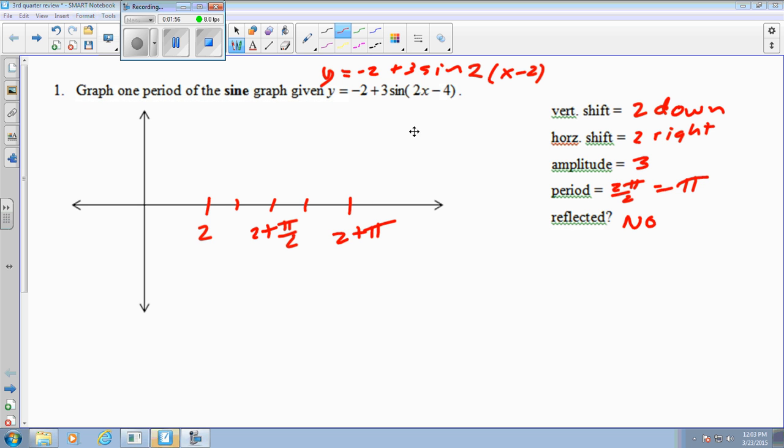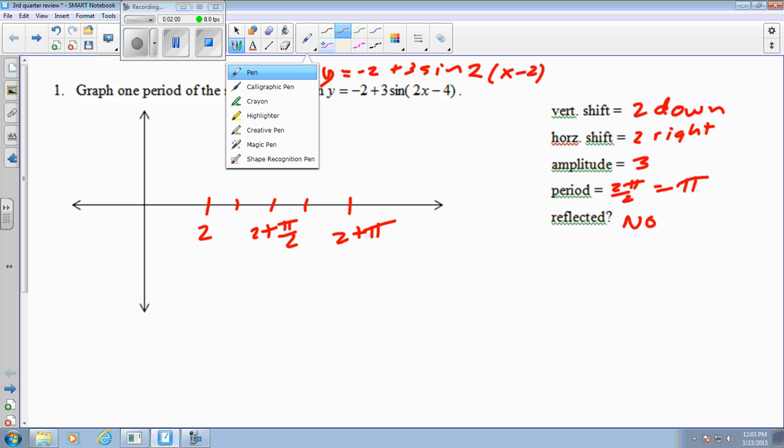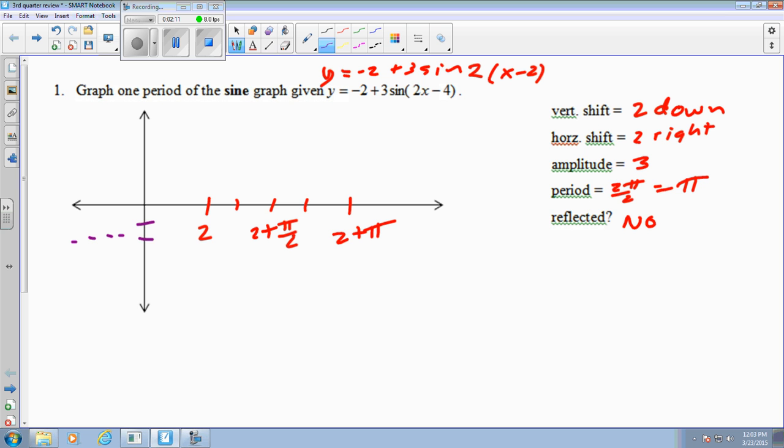I think my pen is a little bit wider than I would like. Let's see if we can change that. And let's see here. We have a vertical shift of 2 down, so I'm going to make my line here at 2 down. And if you recall from our graphing chapter, we would put a dotted line right across here at that. That's where we're going to put our zeros for our sine. Remember, our sine happens at 0, halfway through the period, and all the way through the period.